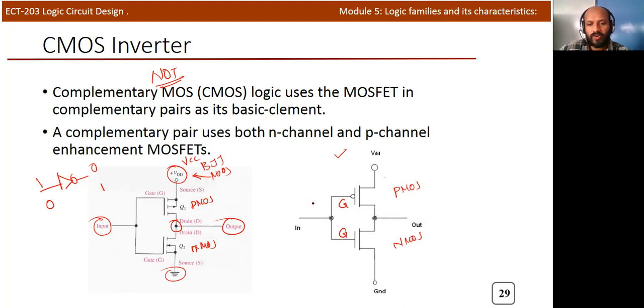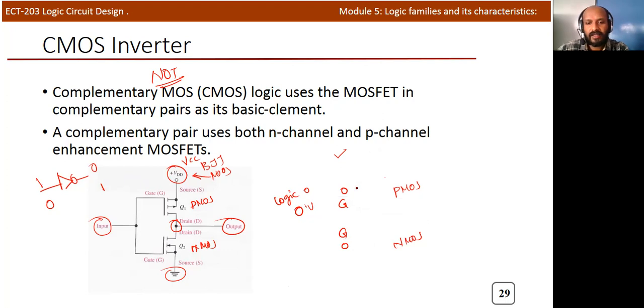Now we can see how this circuit will operate as an inverter. Assume that you are applying 0 volt at this particular point, that is logic 0. Logic 0 or 0 volt is applied at this particular point. Means here you will get 0, here also you will get 0. And the upper transistor is the PMOS transistor. For the PMOS transistor, if the gate terminal is 0, you can refer to the previous slide.